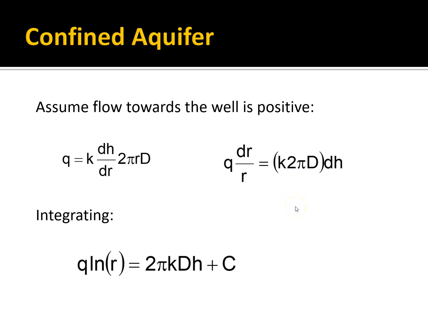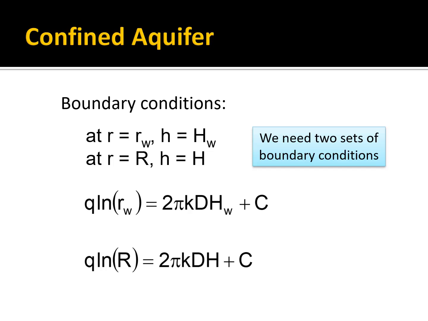And if you integrate this, you get Q times the natural log of r equals 2 pi K d H plus C. So integrating dH converts it to H, and integrating Q dr over r, we get Q times the natural log of r. So now, here we are once again with this constant, and the way we solve for these constants is we apply boundary conditions. So we need two sets of boundary conditions in order to solve this. And so our boundary conditions are as follows.